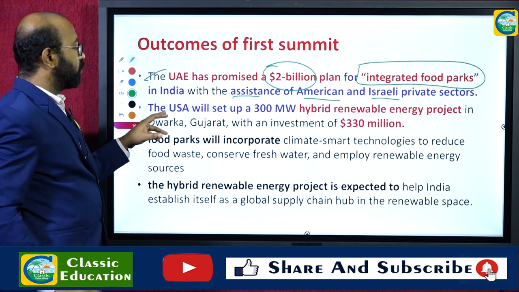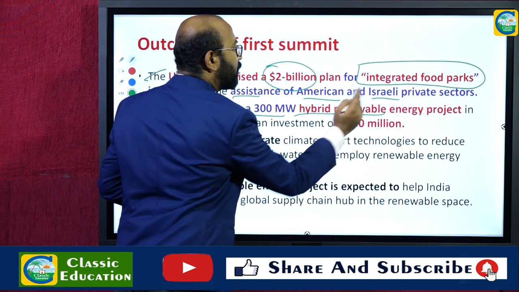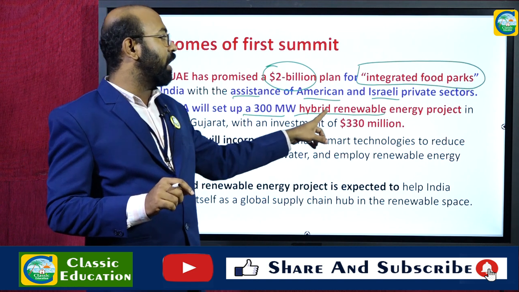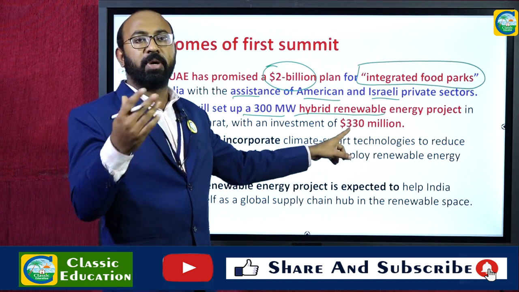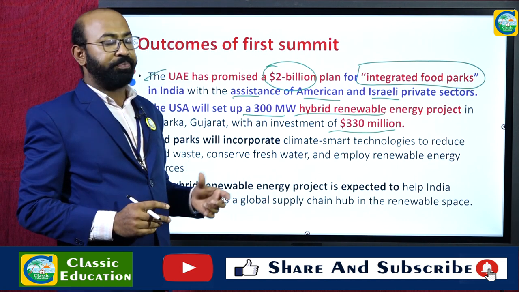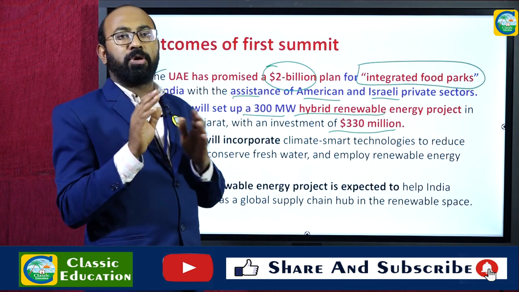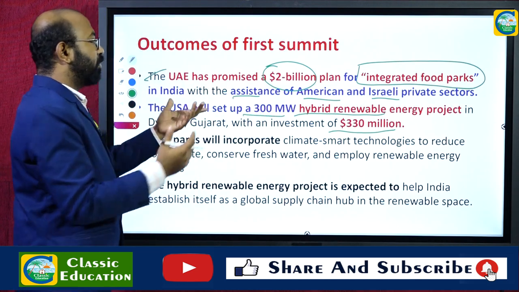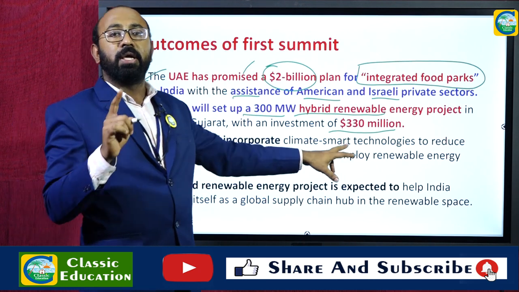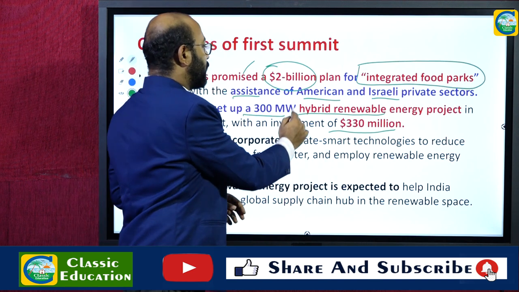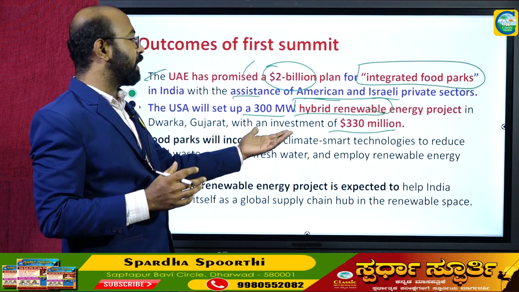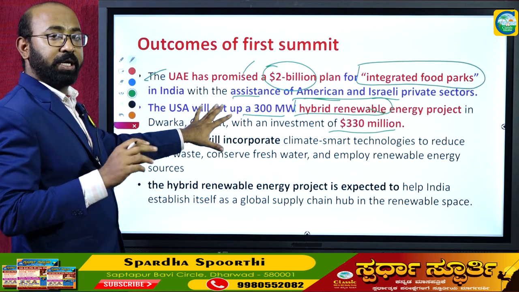And the second point is that the USA will set up a 300 megawatt hybrid renewable energy project. One is the integrated food park project by the UAE. Another is the hybrid renewable energy project. This project will be implemented by the United States of America at a cost of around $330 million. So these are two very important projects in different sectors. Both of them are aimed at securities. The first is aimed at food security and the second at energy security. Hybrid renewable energy here means wind energy and solar energy combined together. The USA has agreed to such a project.